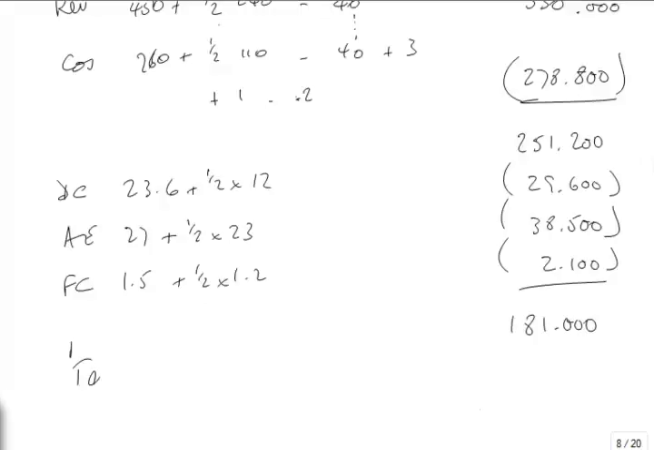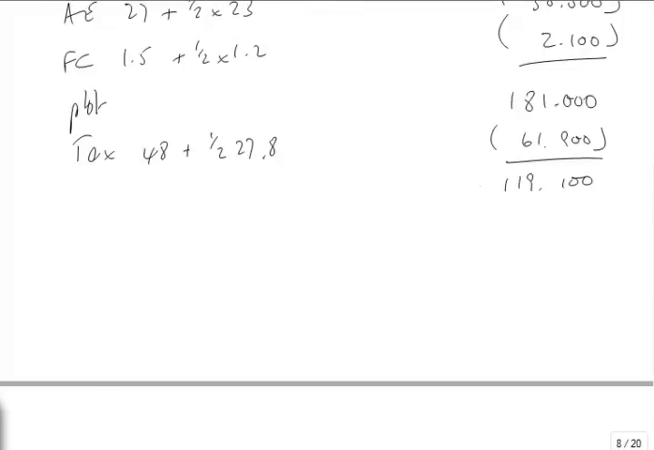Tax, that's PBT. Tax is 48 and a half of 27.8. That's 13,961.9. That's 119,001. That's the profit, that's profit after tax.